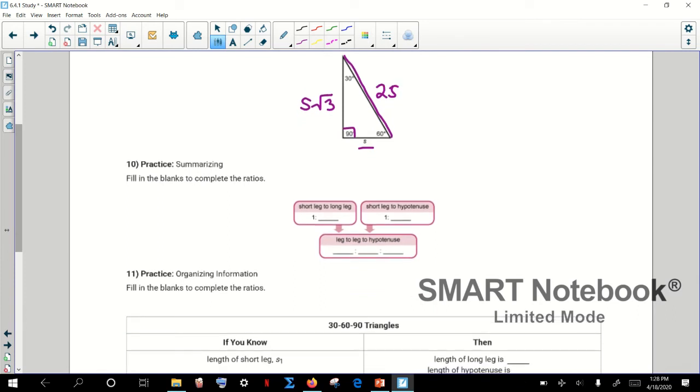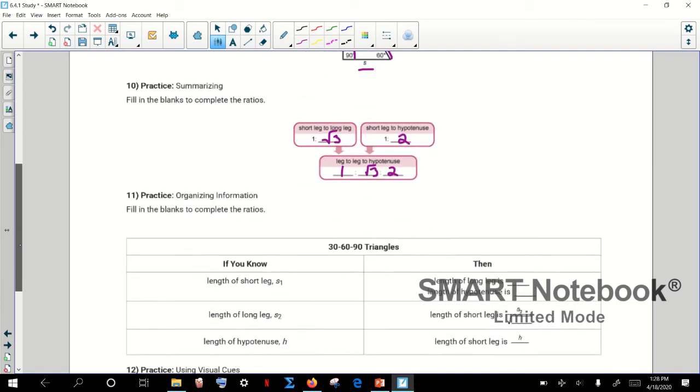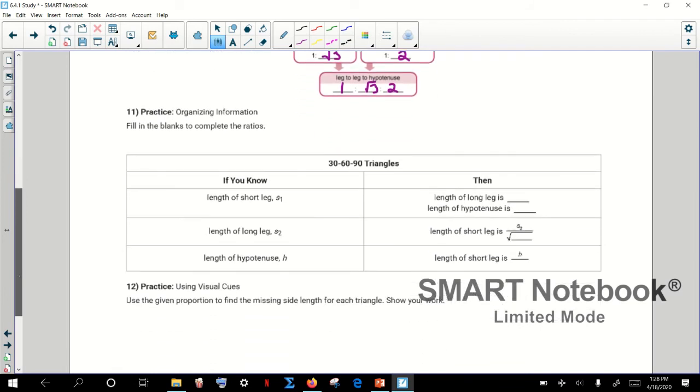So the ratio between the short leg to the long leg is times square root of 3, so it's 1 to square root of 3. The ratio from the short leg to the hypotenuse is 1 to 2, since you would multiply by 2. And then the final ratio from leg to leg to hypotenuse is 1 to square root of 3 to 2. Again, that's not how we went over in class, but if that's a good way for you to think about it, I definitely encourage you to remember those ratios.